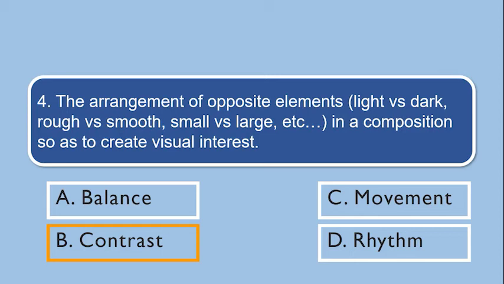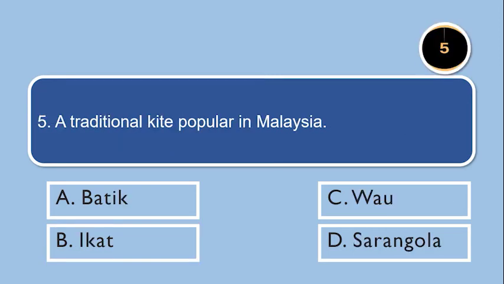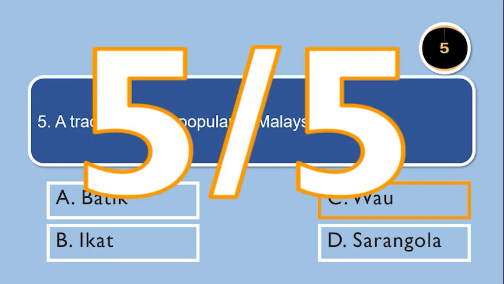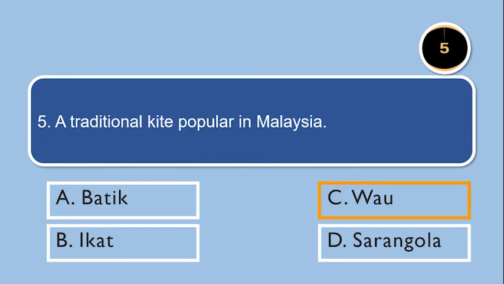Now we're moving on to our last item. Ready? Let's have number 5. A traditional kite popular in Malaysia. Is it batik, ikat, wow, or saranggola? You have 5 seconds. And time is up. And your answer is? That is wow. Okay. How much score did you get? Did you get a perfect score or the passing score? 3. If you got a low score, that is fine because this is only a pre-test.